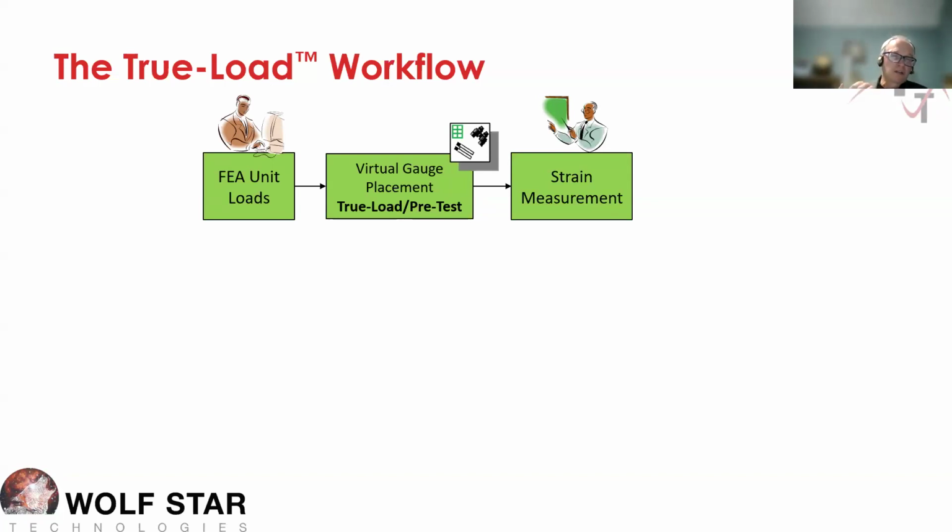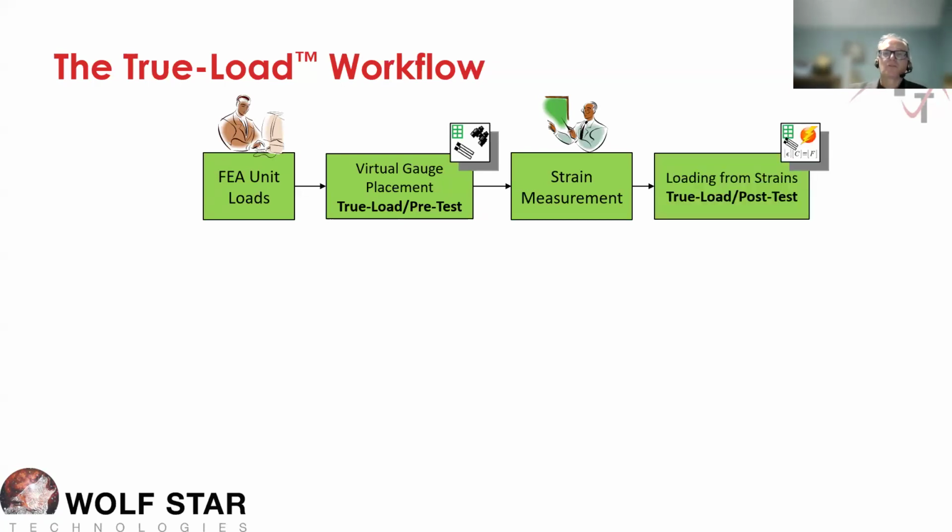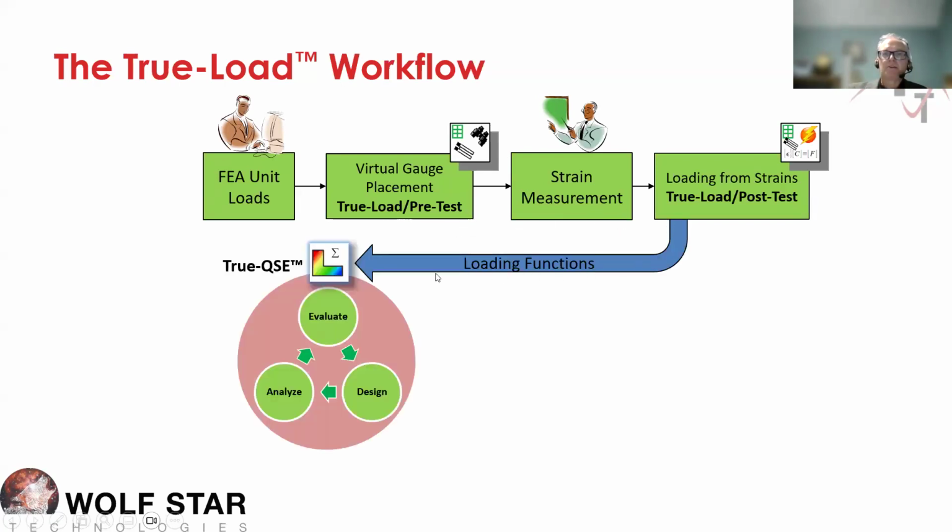So you could do testing in the lab, you could do testing in your proving grounds, you could do testing in your customer's hands. We just need to get a time history of strain data on your part. And once we've got that, we bring that into the post-test software. The post-test software now is going to take the measured strain data, multiply it by the correlation matrix from pretest, and that will generate for us time histories of loads. Okay. Now we've got loads. Loads are loads are loads.